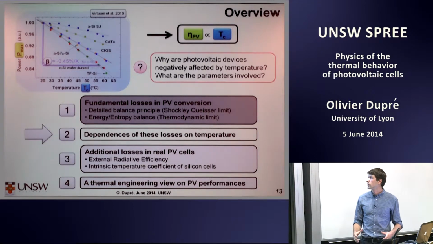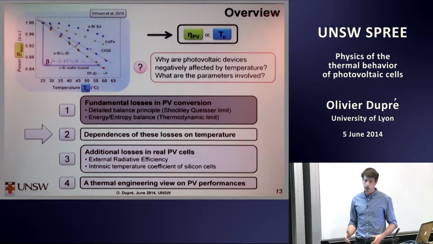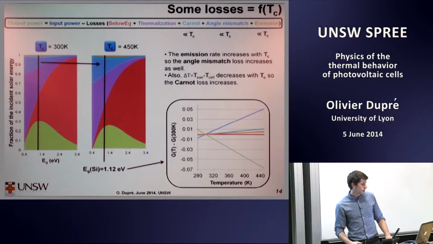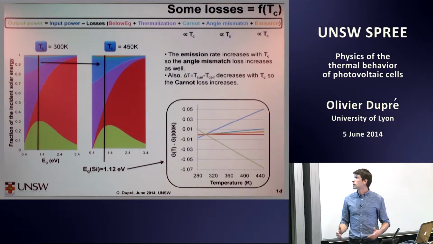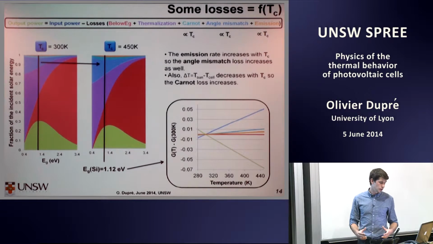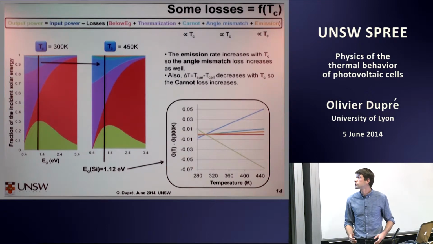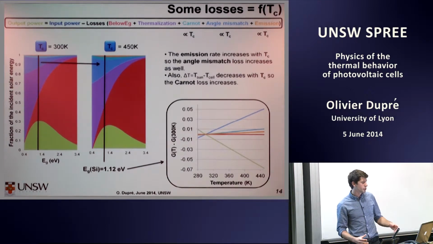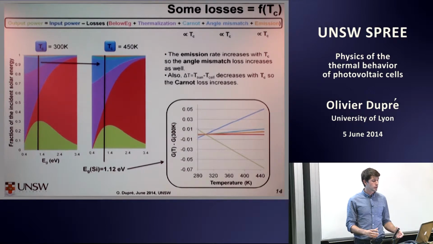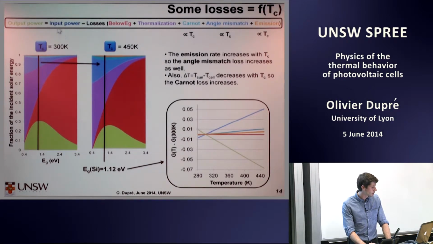So now we've talked about the fundamental losses in the photovoltaic conversion. Let's come back to our main topic and talk about the dependencies of these losses on temperature. So the emission rates obviously increase when the temperature increases. So the angle mismatch loss will obviously increase as well because there will be more photons emitted in every direction. And as the temperature of the cell increases, the difference of temperature between the cell and the sun decreases, so the Carnot loss will increase as well. Here we see those different losses depicted at 300K and at 450K, and we can see the Carnot, the angle mismatch, and the emission losses increasing largely.